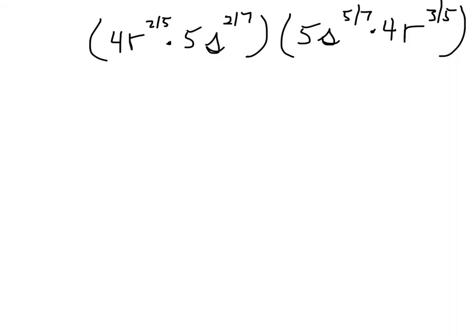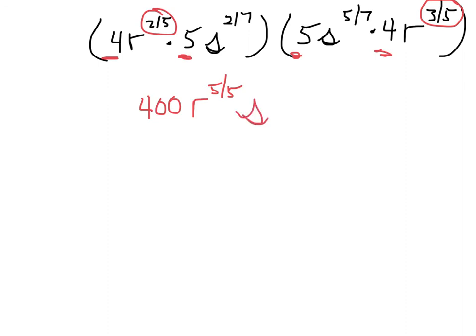In this problem, similarly, we're going to multiply our coefficients, so the numbers out front, so multiplying that together. 4 times 5 is 20, 5 times 4 is 20, so 20 times 20 is 400. And then it's r to the 2/5 plus 3/5, so we have r to the 5/5. And then s, in adding the s exponents, we have 2/7 and 5/7, so that's 7/7.